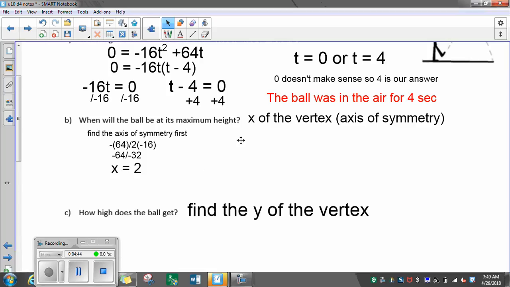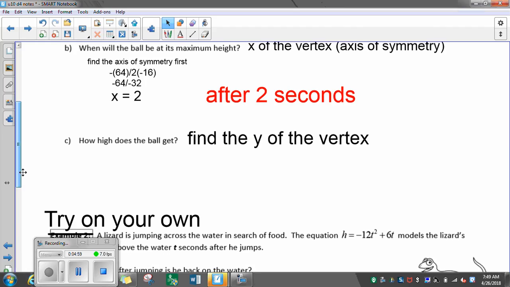So since I'm talking about height, oh, I'm talking about time. Just kidding. It hit its maximum height at 2 seconds. Okay. And how high does the ball get? Well, I need to find the y value of the vertex. Luckily, I just found the x value, that 2. So that's what I'm going to plug in for t, and I'm going to find the height.